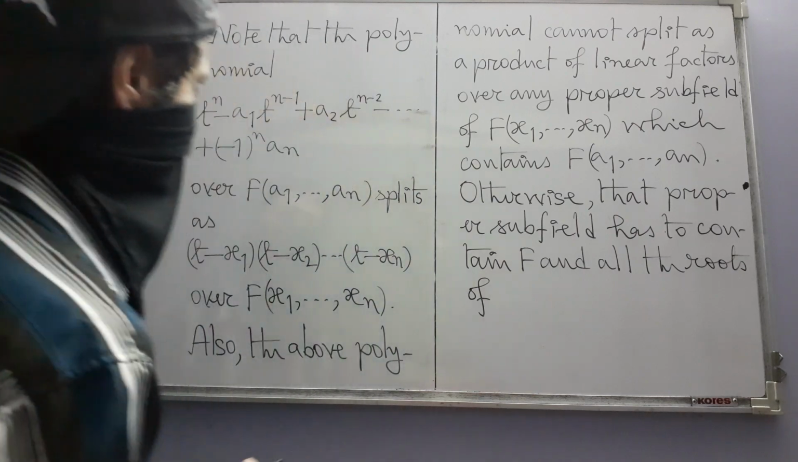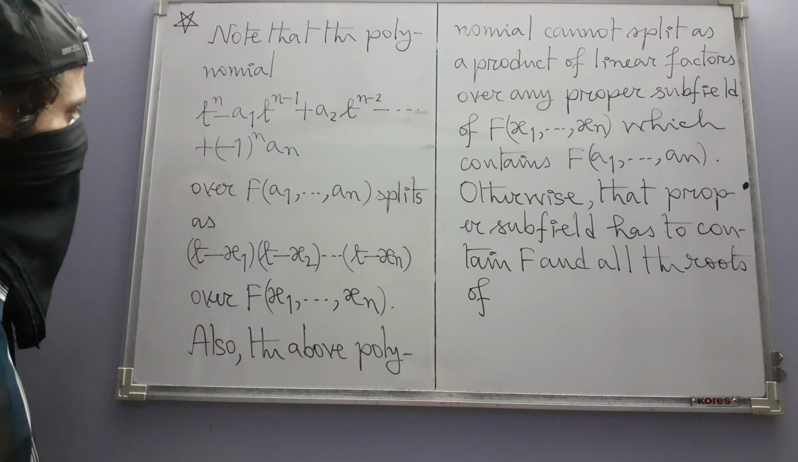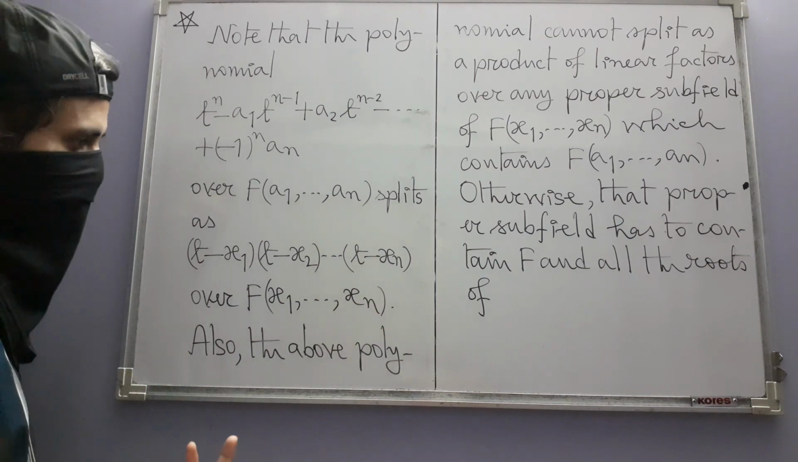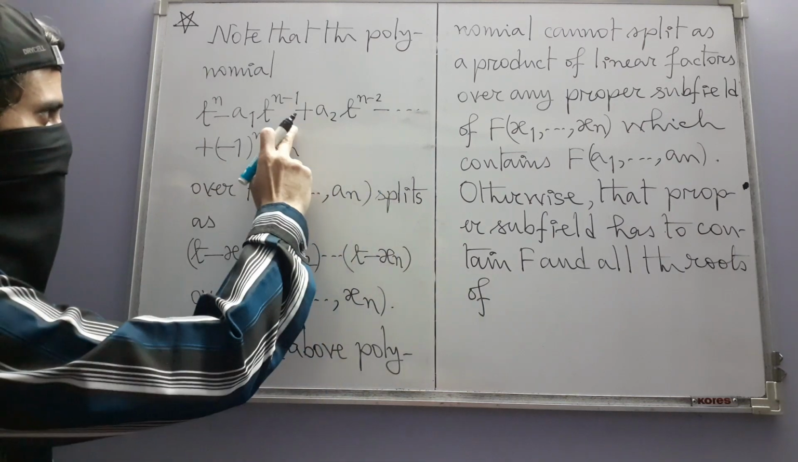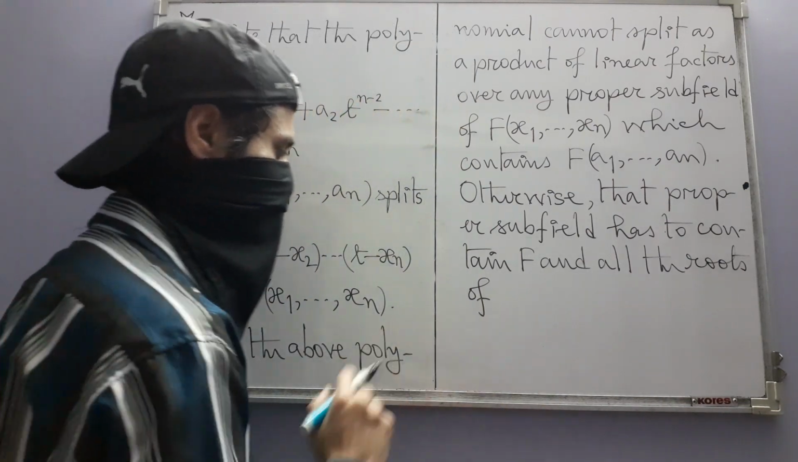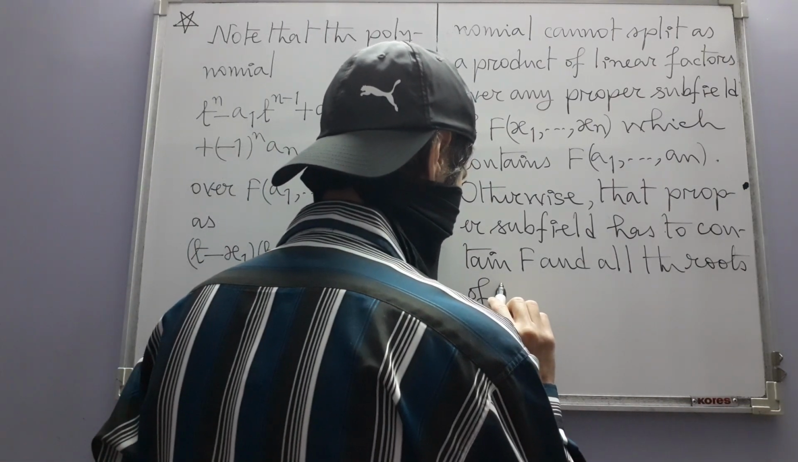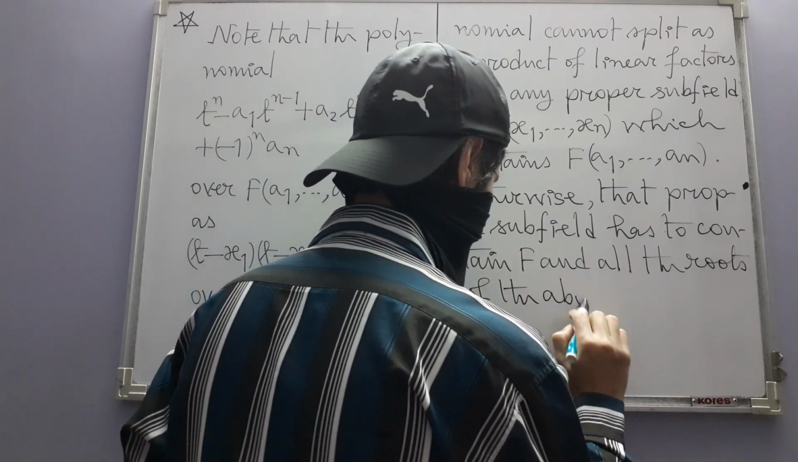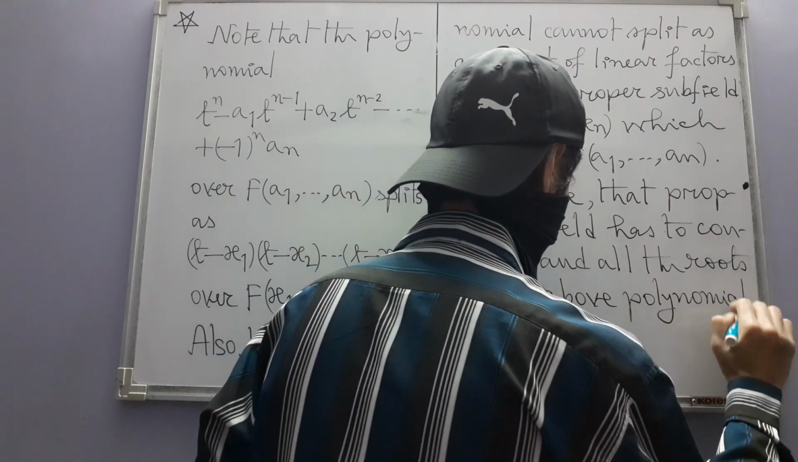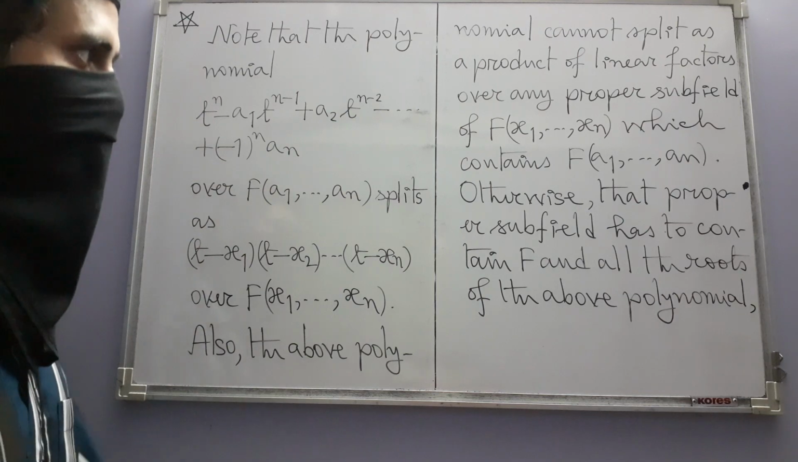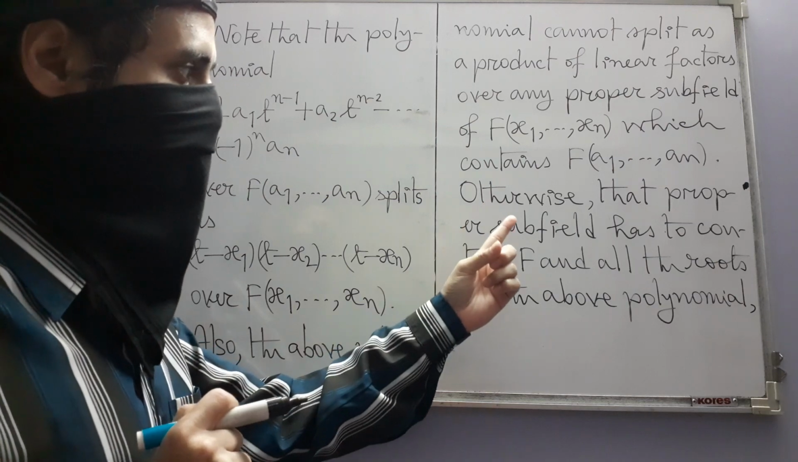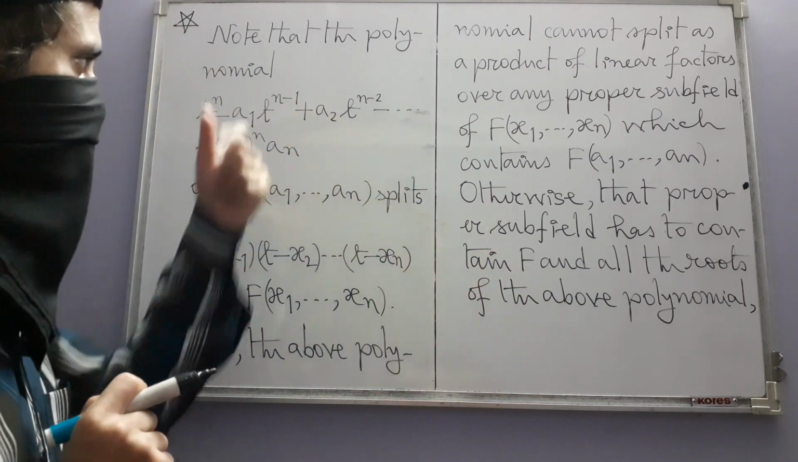roots of, I think it will be better if we give it some kind of name. Or can I just simply say the polynomial? There will be no confusion because this is the only polynomial we are talking about. So let me just simply write: roots of the above polynomial. That means if a complete split into linear factors is possible, then such a subfield must of course contain all the roots of this polynomial.